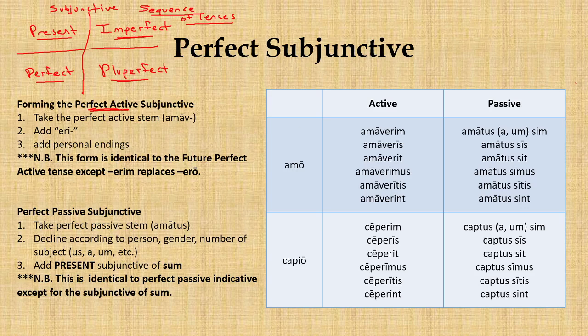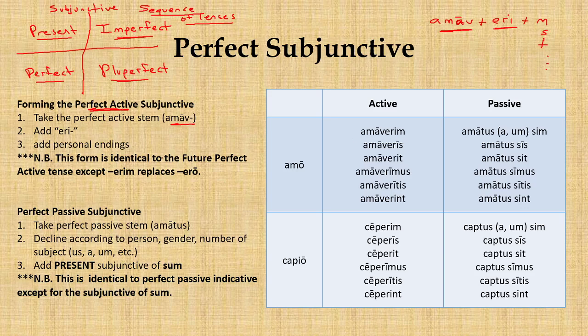But essentially the algorithm or the way that we do this is similar. We take our perfect active stem, which is essentially the third principal part without the ending, amav, and then we add our little modifier, which is eri. This is the subjunctive modifier for the perfect. And then we just add our personal endings to the end of it. So it could be any of those. And that is essentially how it works for the perfect active.